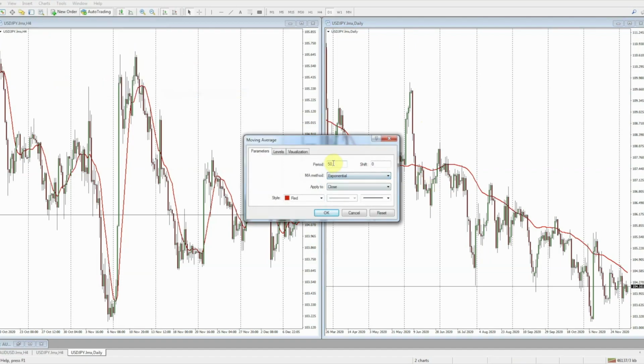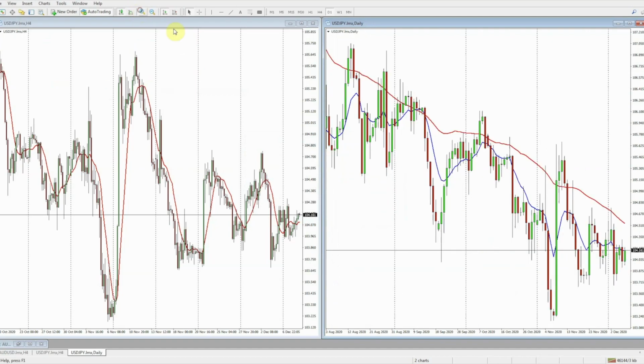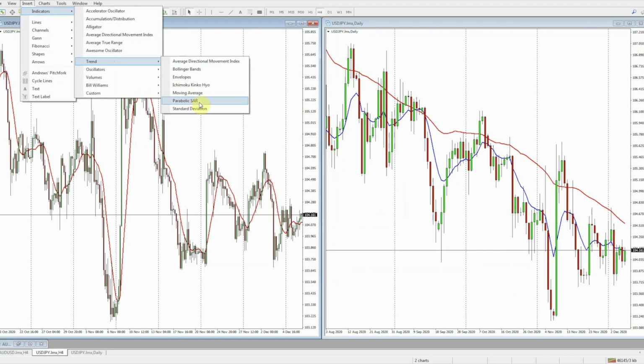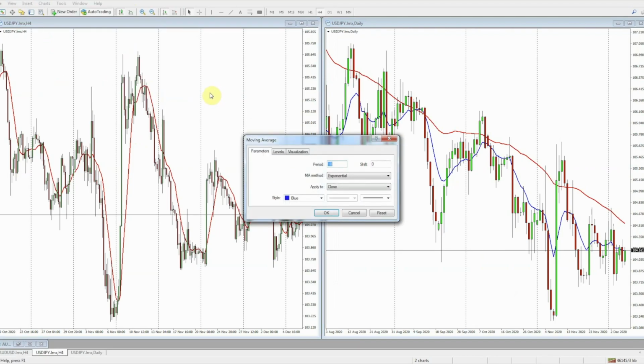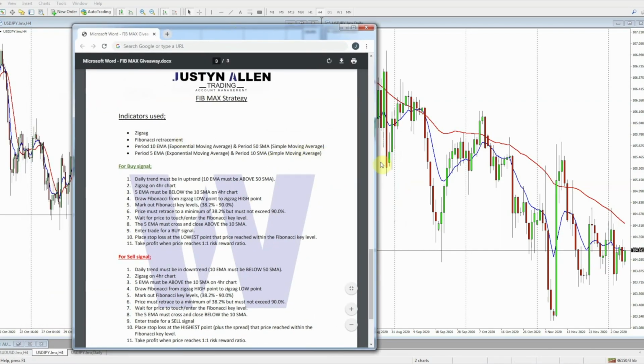Now for the exponential, 10 exponential in blue for the daily time frame, and on the 4-hour time frame, exponential in blue, but we have it 5 EMA. So now we have our moving averages. The daily time frame has a 10 and a 50, and the 4-hour time frame has a 5 and a 10. But the 4-hour time frame also needs a zigzag indicator.